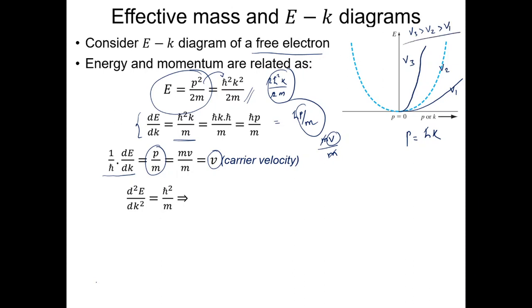Okay, now let's see what else we can extract out of this. So again we go back to the relation from where we started. Here if I rewrite this again, dE by dk is equal to h bar square k by m.